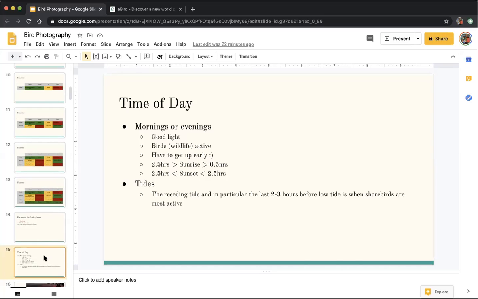So when does one go look for this? When's a good time to go do this stuff? For a number of reasons, mornings and evenings come up again, whether in landscape photography or other kinds, in terms of the light available at that time. There's good reasons to go out at that time. The other piece is that birds and wildlife are active during these times. So sometimes to get the best, you would have to get up at pretty early hours.